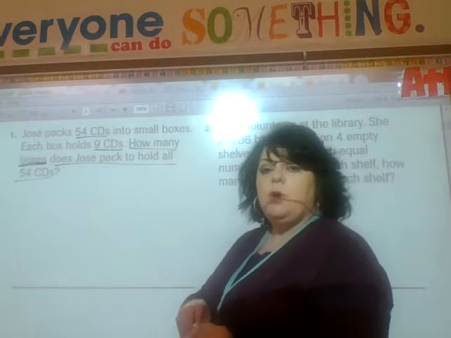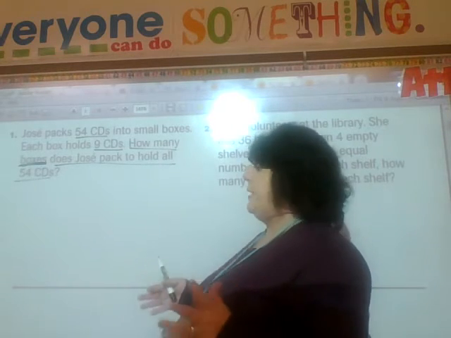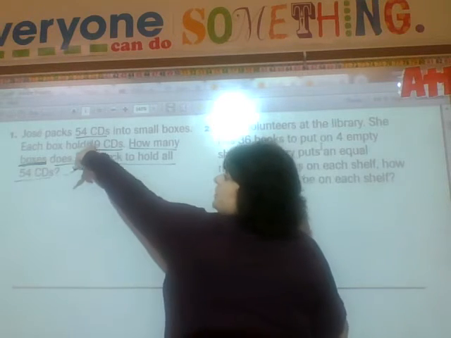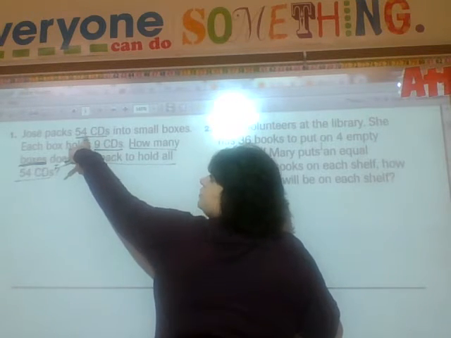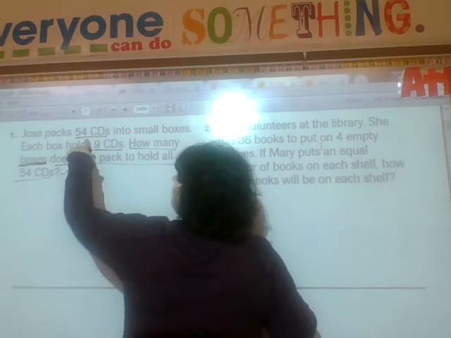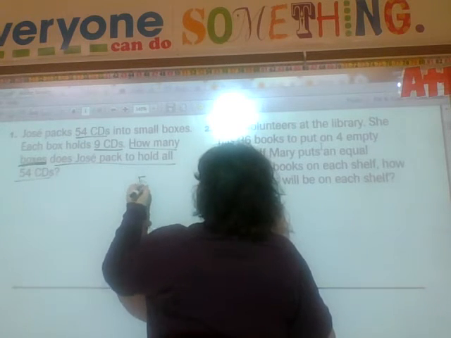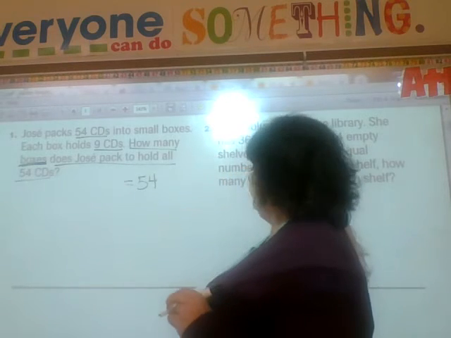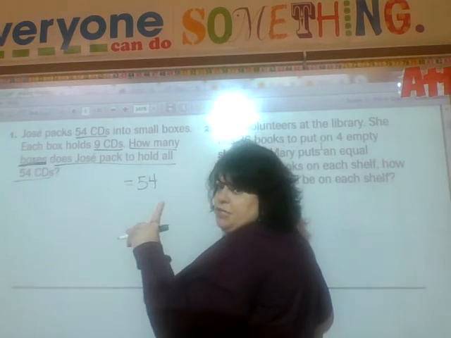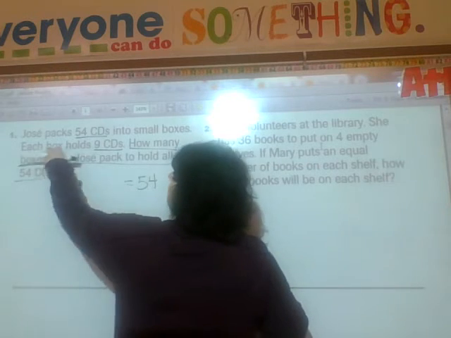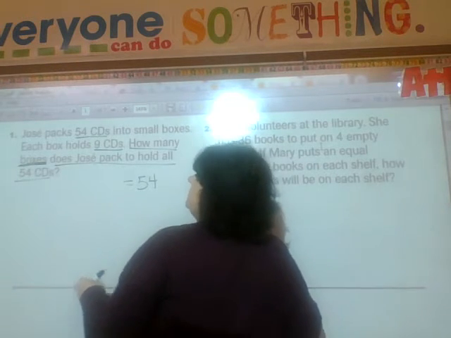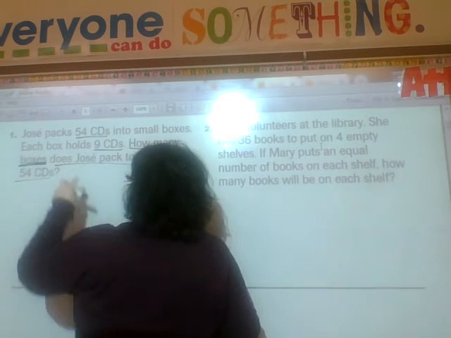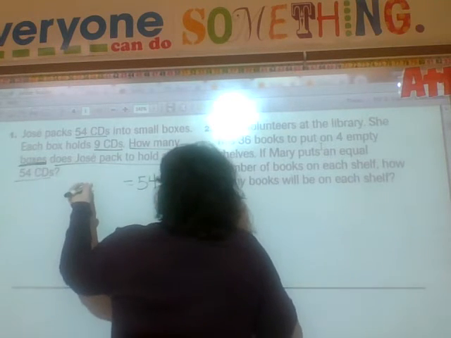Now, if this was a multiplication problem, which it's not going to be, it's going to be a division problem, to show you how to set that up. We would know that we already have our total, which was 54 CDs. He packs 54 CDs. So it would have looked something like this already, if it was a multiplication problem. We would know that each box holds 9 CDs, and we would know it's a multiplication problem because it says each box holds 9 CDs.